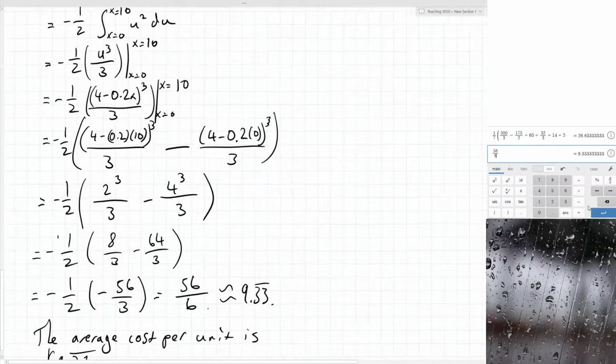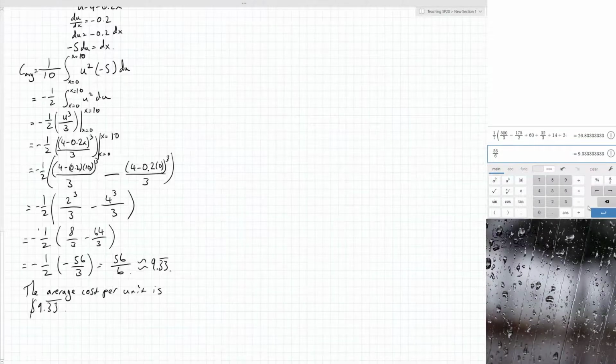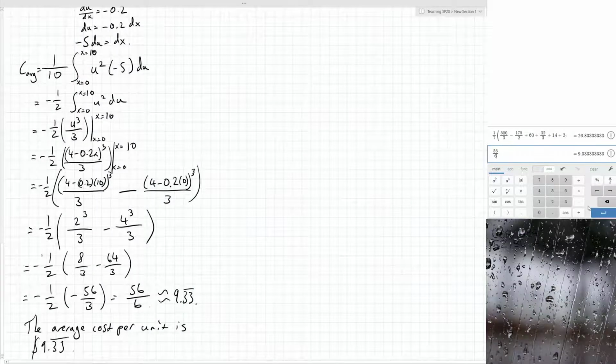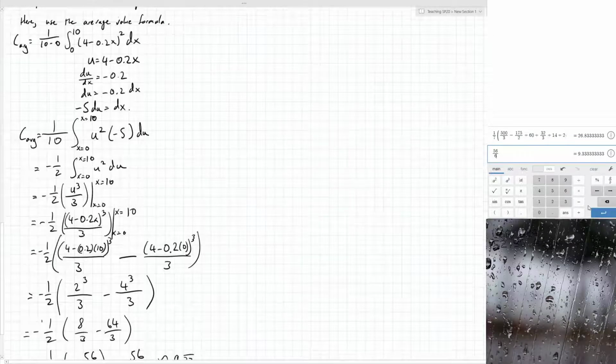Any questions about finding average values? This formula here. Either of the examples we just did.